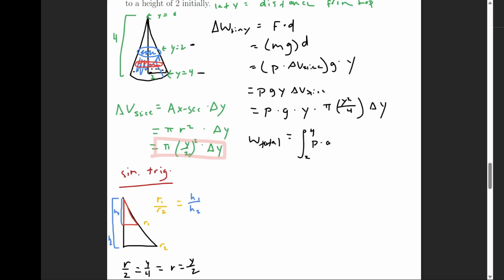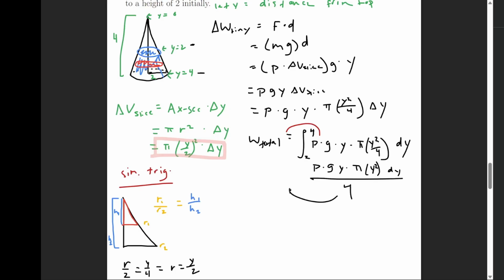Then density times gravity times y times this thing over 4, and this is dy. Now we can take our constants out. Density is a constant, gravity is a constant. We keep y, and pi, and the division by 4 is a constant too, so we take that out as well. The whole thing can be rewritten as everything over 4, so you can just take the 4 out.